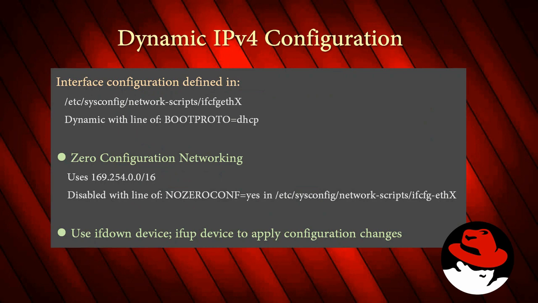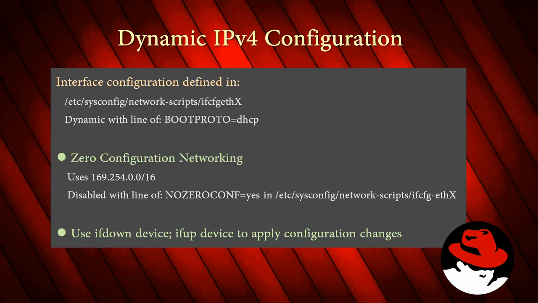We can set our IP address, static or dynamic. The dynamic IP configuration is wider than static. The static IP address is simply constant over time. You may need to purchase that static IP. A dynamic IP could change over time. The interface configuration is defined in the /etc directory again. The dynamic one is set with the line BOOTPROTO equals dhcp, Dynamic Host Configuration Protocol.